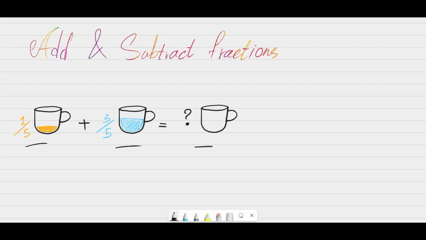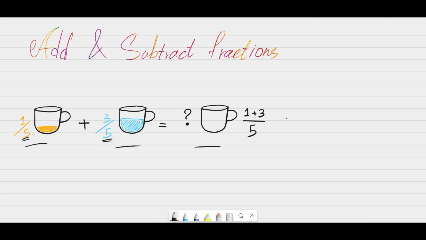Notice how all three cups here are the same exact size. If they weren't the same size, then we wouldn't have the same denominators. Now to solve this, all you need is three simple steps. First, whenever your denominators are the same, you can simply copy it over here into your answer, just like this. Second, to get the numerator, take the two numerators in the problem and simply add them.